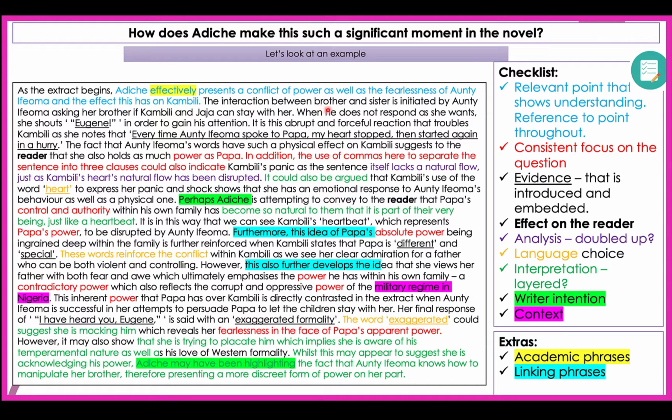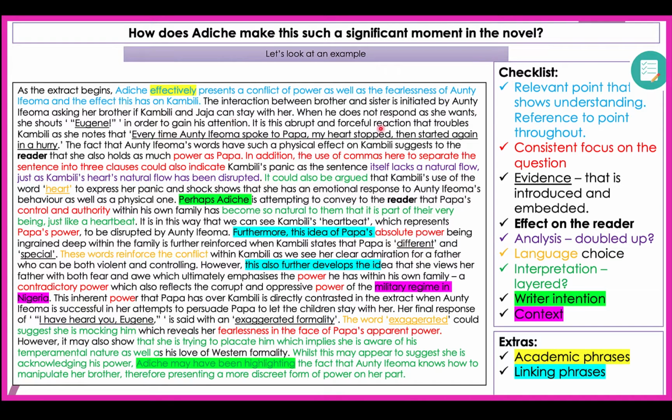The interaction between brother and sister is initiated by Auntie Ifeoma asking her brother if Kambili and Jaja can stay with her. When he does not respond as she wants, she shouts, "Eugene." Now notice how all of this is me introducing the situation here and then embedding the quotation.